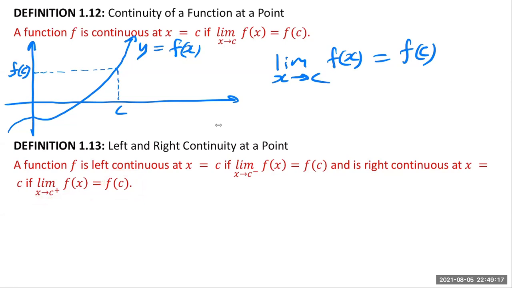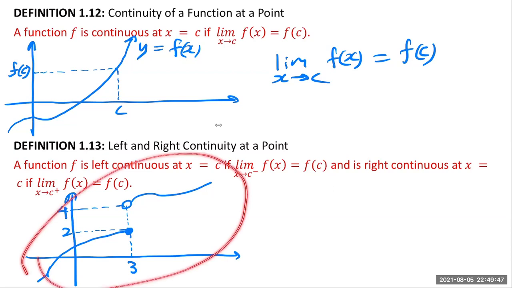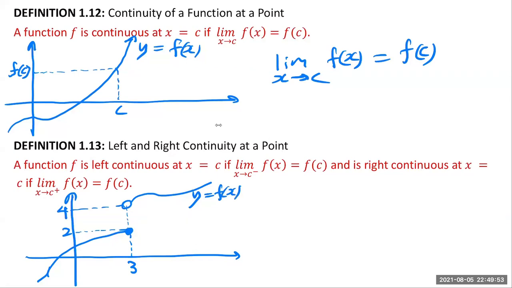Let's look at an example again. Suppose you have a graph of this form, f of x. Here is your graph. Let's say this point is 3, this point is 2, and this point is 4. Now let's observe a few things here. What can you say about the left or right continuity of the graph of the function f of x? By the way, this is y equals f of x. What can you say about the left or right continuity, or continuity, of this function?